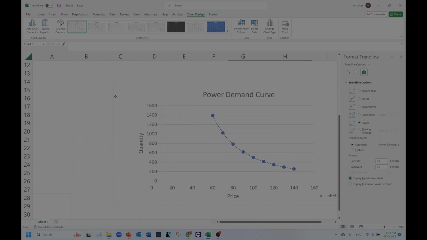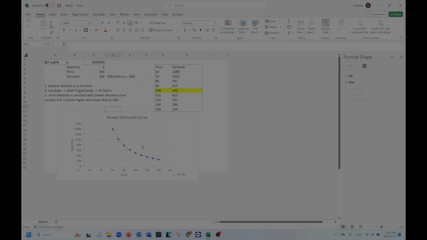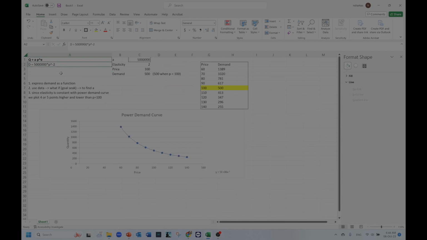And this is how we plot the power demand curve. So don't get a little bit confused with the fact that the Excel is going to give you the power demand curve this way. Even without the Excel, you are going to be able to plot this by saying that the demand, or Q, is equal to 5 million, 1, 2, 3, times the price to the power of minus 2. And that would be your demand curve. You can write it yourself if this is confusing, but you should verify what you got here with what you got here. And the E plus 6 is basically 6 zeros.